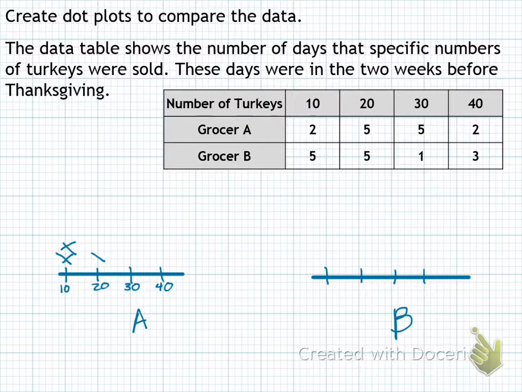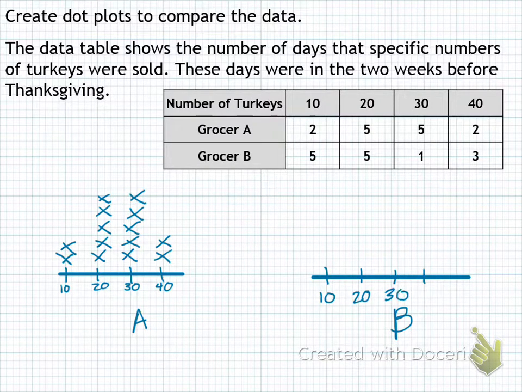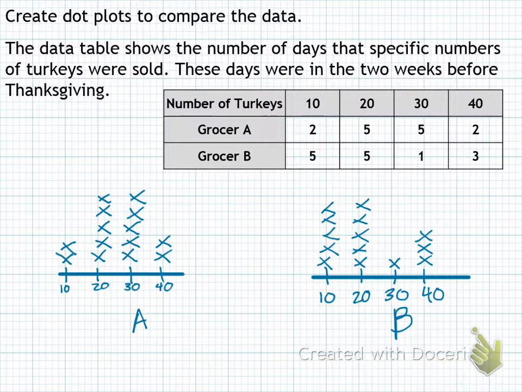Anyways, for the dot plot here, for 10 turkeys we had 2 days, so I put 2 X's for grocer A. There were 5 days that they sold 20, 5 days they sold 30, and 2 days they sold 40. For grocer B, we had 5 days at 10, 5 days they sold 20, 1 they sold 30, and 3 they sold 40. Okay, so one of the things I could look at is what type of distribution is this?